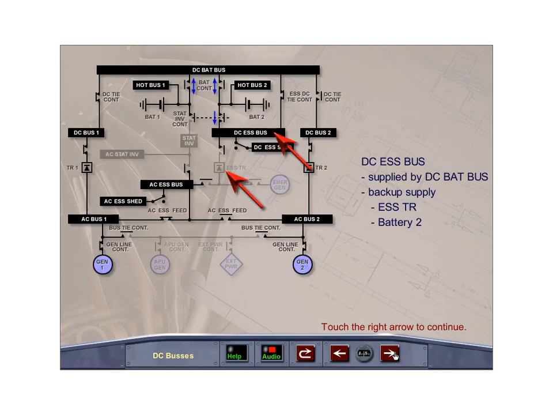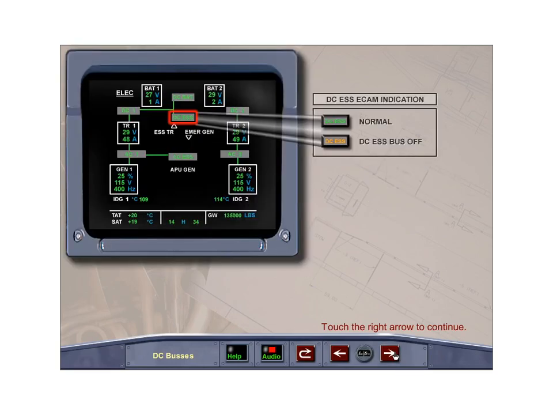Normally, the DC essential bus is supplied by the DC battery bus, but may also be supplied by the essential TR or directly by battery 2 in abnormal configurations. The ECAM displays the DC essential bus normally in green, changing to amber when the DC essential bus is not powered.